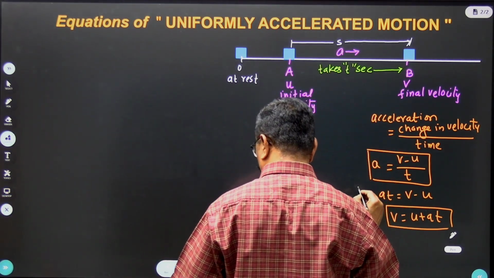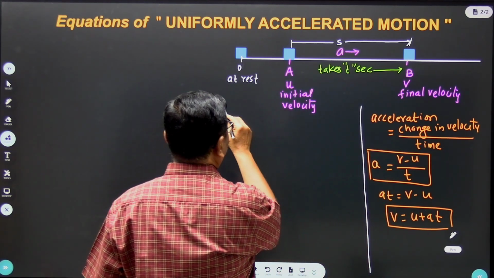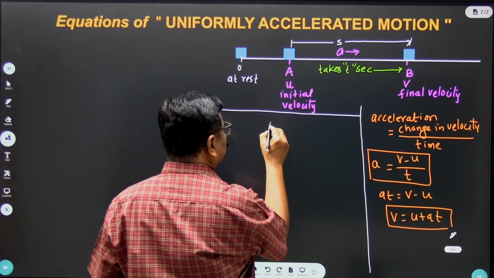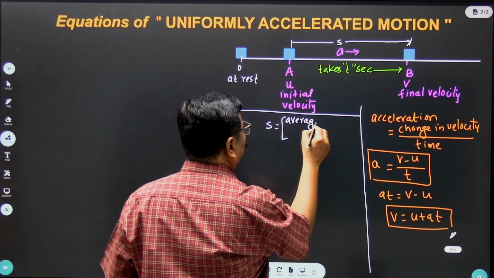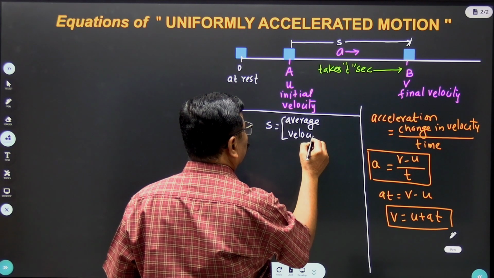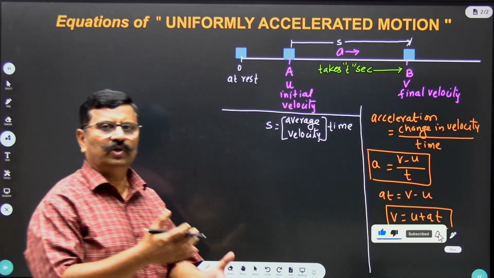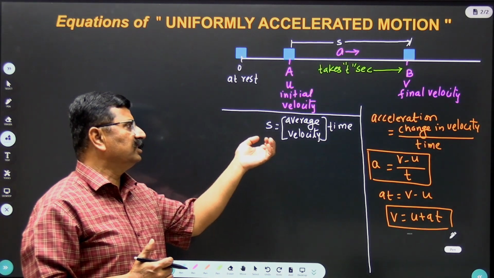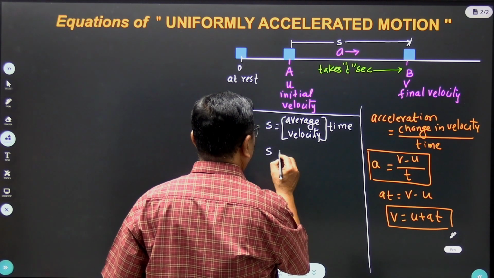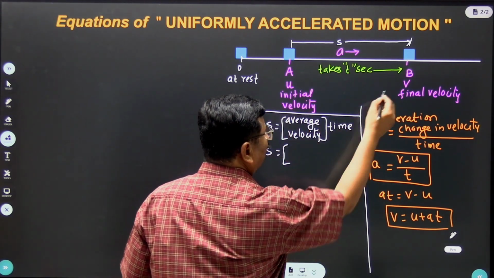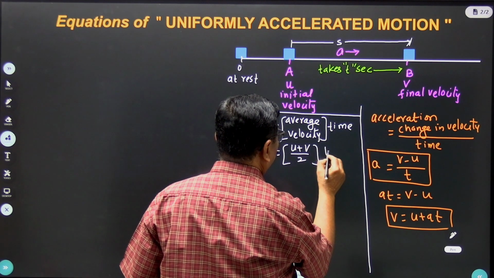Now the second equation is all about finding the distance s. Now we want to find out the distance s. Now distance s is equal to average velocity into time, because velocity is equal to distance upon time. Therefore distance s is equal to average velocity into time. Now what is the average velocity here? So initial velocity is u, final velocity is v. So this is (u plus v) upon 2, into t.